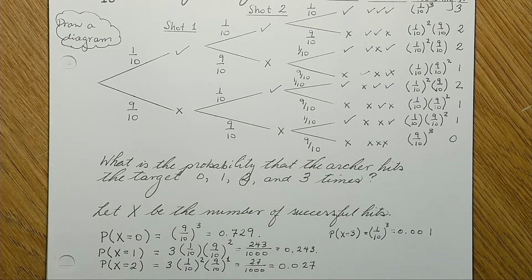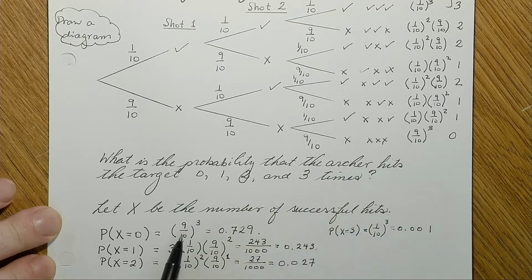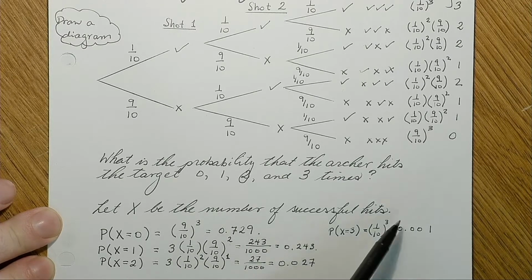So we can already start to see some patterns. What I could write here is, well, let's look at the 9/10 here. This is cubed. This is decreasing from 3 to 2, 2 to 1, and then we're actually left with 0 here. Same thing with the 1/10. It's going from 0, 1, 2, 3.